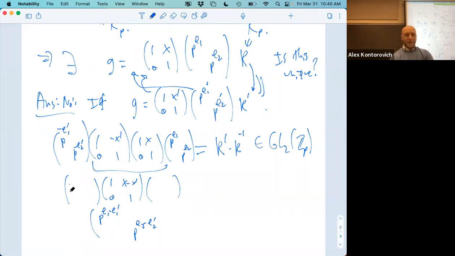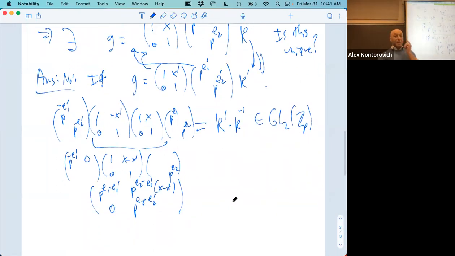The only question is, what do I get here? I think there's a P to the minus E1 prime there that's going to multiply X minus X prime, and then a 0. And here, what I will multiply by is a P to the E2. When I compute this product, the 2-1 entry will come out to P to the E2 minus E1 prime times X minus X prime. If you want to do that more slowly, please be my guest.